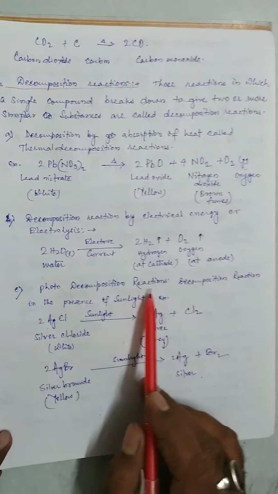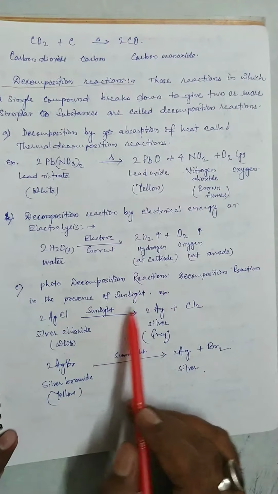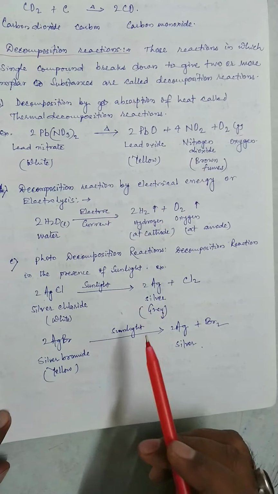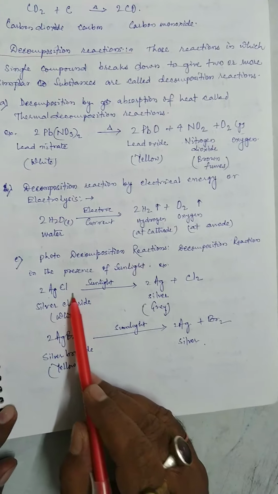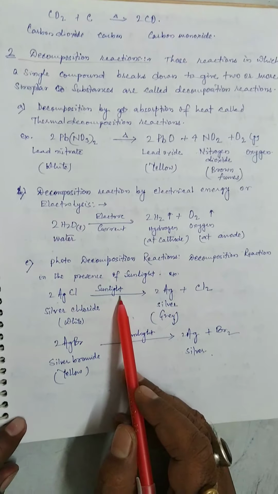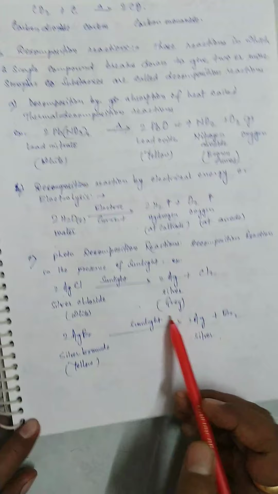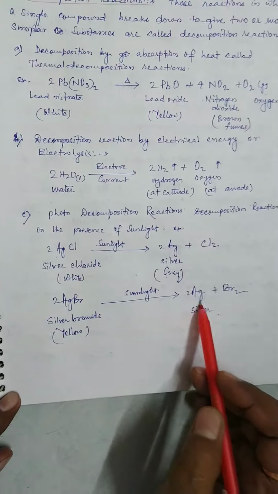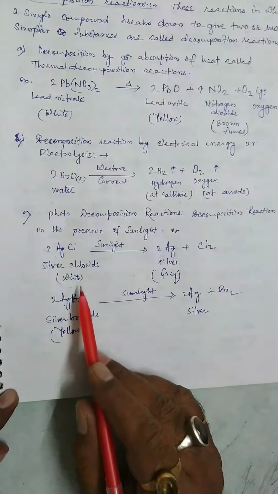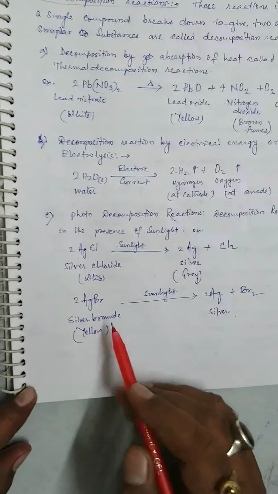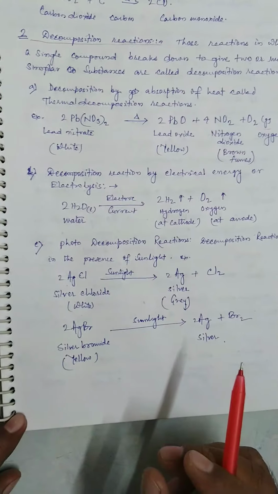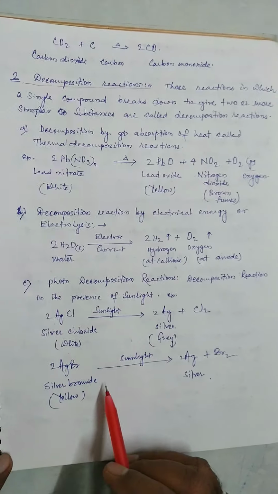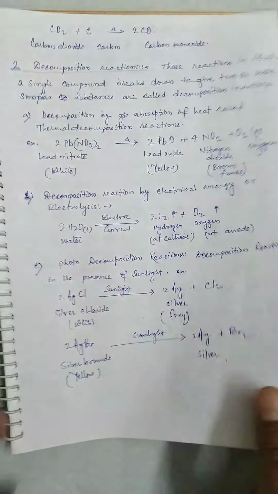Now photo decomposition reaction. Decomposition reaction in the presence of sunlight is called photolytic reaction or photo decomposition reaction. For example, silver chloride breaks down, after the use of sunlight, into silver and chlorine. Same reaction, silver bromide also breaks down into silver and bromine. Silver chloride and silver bromide are used in photographic plates, or photo negative plates, and after the use of sunlight they change into silver and bromine and silver and chlorine.